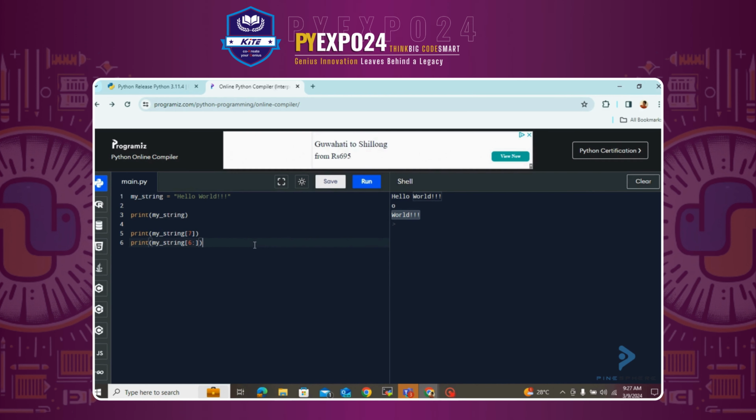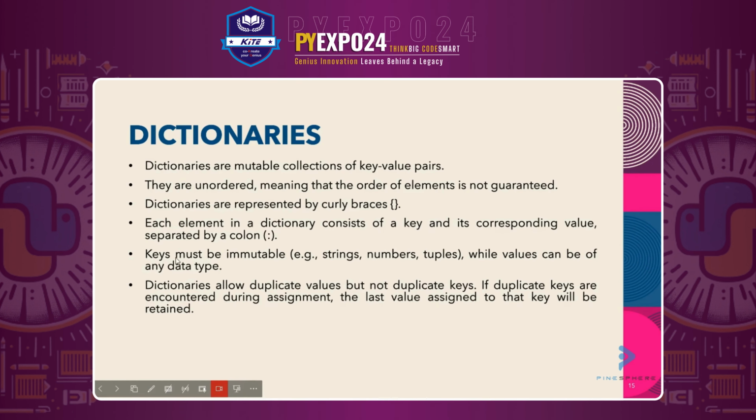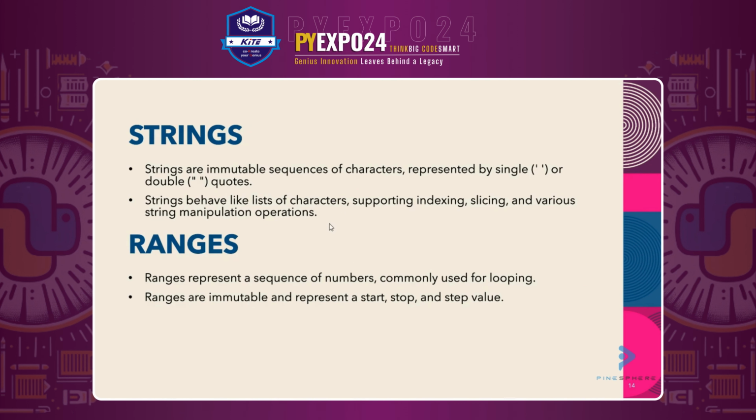The next is ranges. Ranges represent an immutable sequence of numbers. Ranges also are immutable. Ranges are created using the function range, which takes start, stop and step values. The range function takes 3 values as arguments. They represent the sequence of numbers from the start value to the stop value, but not including the value in the end.